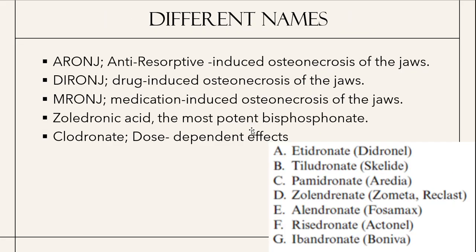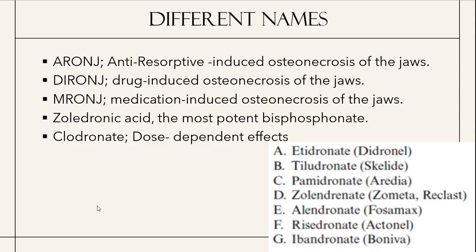Now it has different names. It can be anti-resorptive induced, drug induced, medication induced, MRONJ, or bisphosphonate induced. Now, zoledronate is the most common, the most potent and the most used one. Now, clodronate has dose-dependent effects. At low doses, it can stimulate osteoblast formation. At high doses, it can work like the other bisphosphonates.